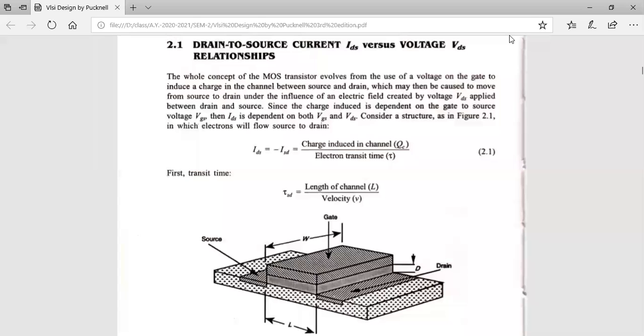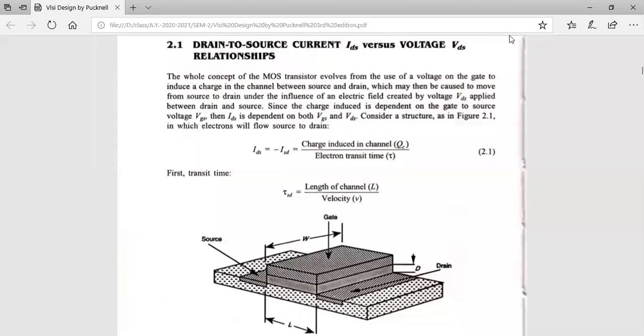Good morning, class. In today's class, we are going to discuss the IDS versus VDS relationships. Generally, IDS is nothing but the drain to source current, and VDS is nothing but the drain to source voltage. We will look at the relationship between this drain to source current and voltage with other quantities.